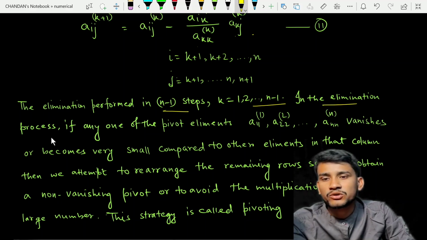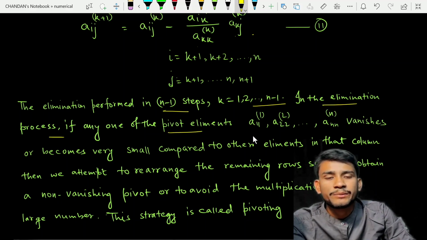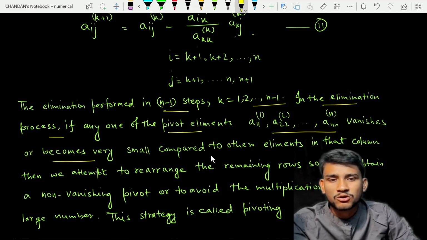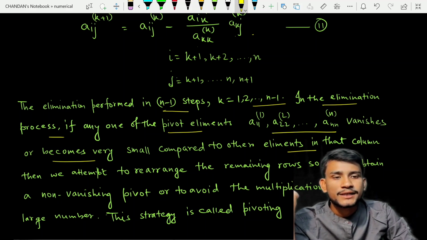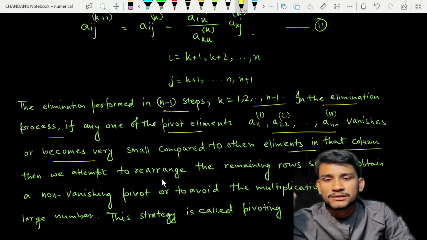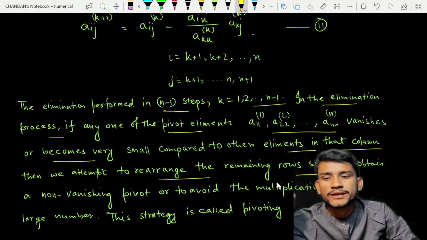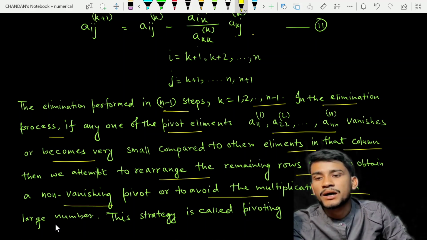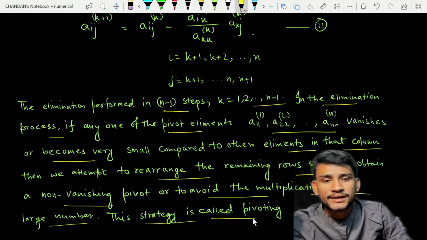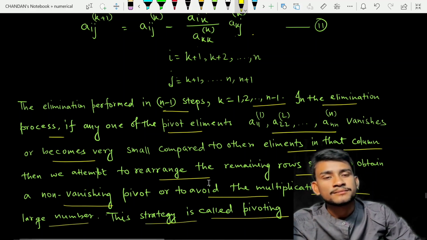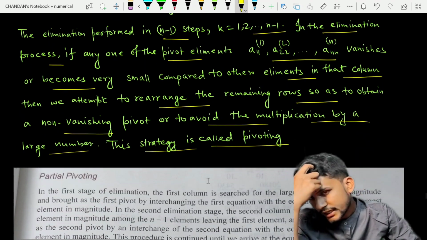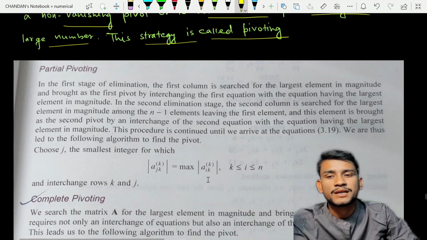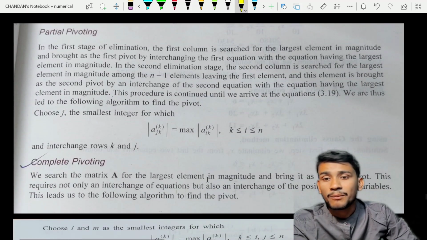In the elimination process, if any one of the pivot elements vanishes or becomes very small as compared to the other elements in that column, then we attempt to rearrange the remaining rows so as to obtain a non-vanishing pivot, or to avoid the multiplication by a large number. This strategy is called pivoting. Okay, and there are two types of pivoting we mainly apply here. One is partial pivoting and the second one is complete pivoting.